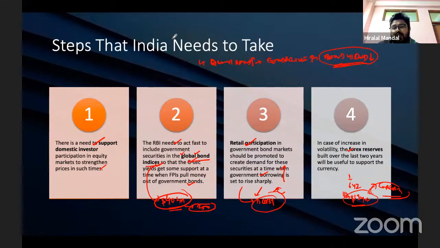What are the causes of currency depreciation? Krishna is asking. Yes, there are multiple impacts of currency depreciation. Okay, let us see. There are multiple impacts of currency depreciation at various levels.